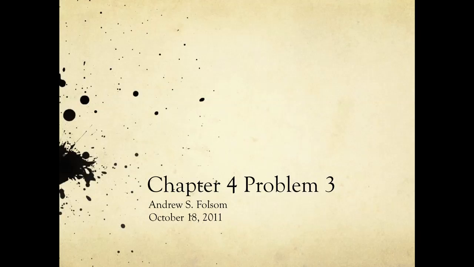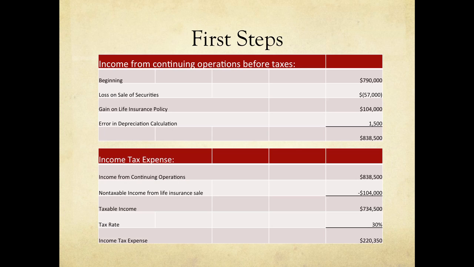Problem number 3, and we'll do it here in a PowerPoint presentation so it's easier to understand and we can go through step by step. First thing we're going to need to do is find our income from continuing operations before taxes. In the book they give us a beginning income of continuing operations, but they hadn't taken into account the 6 irregular items that they listed, so we'll go ahead and do those here.